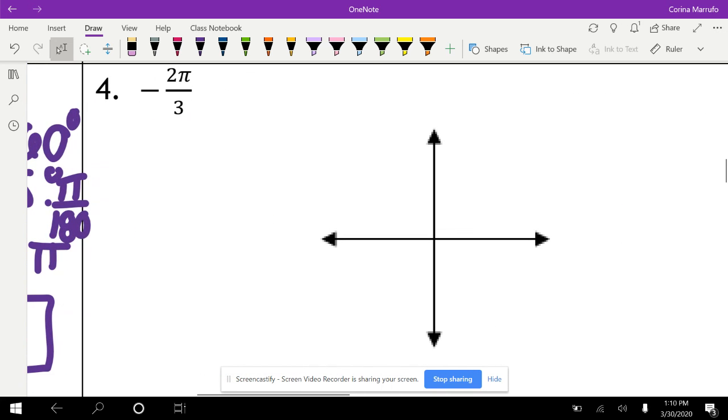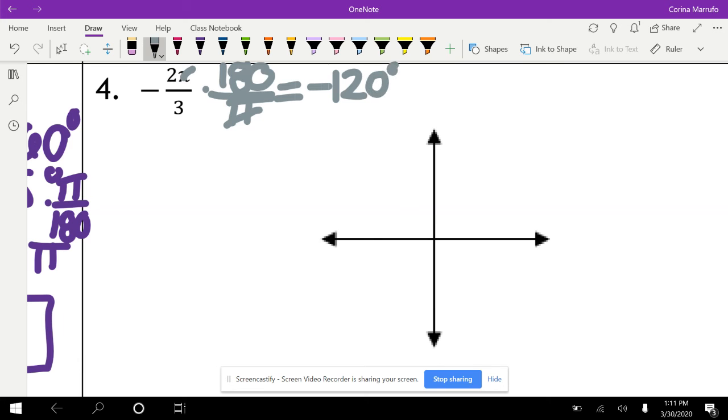Here we have negative 2 pi over 3. We're going to go ahead and change that into degrees by canceling out the pi. We're going to multiply it times 180 over pi. That way, since you have a pi on top and a pi on bottom, they cancel each other out. And so in our calculators, we are going to put 2 times 180, because that's what's on the top, and then we're going to divide it by whatever's on the bottom. In this case, it's a 3, so we're going to do 360 divided by 3. And that gives us 120. And remember, this is a negative angle, so it'll be negative 120 degrees.